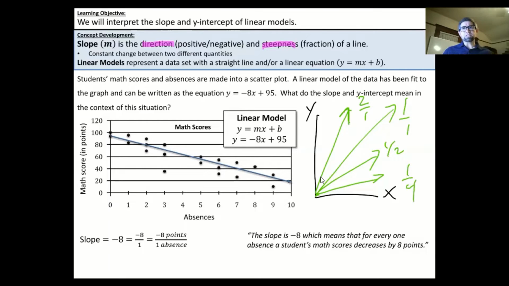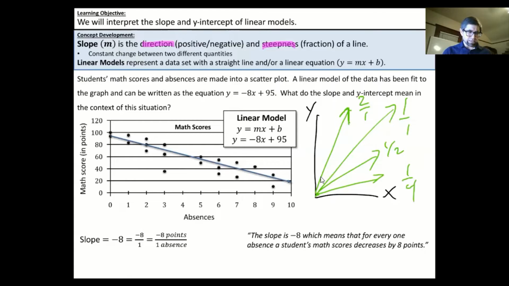Now that we've got some of the critical ideas of the slope down, let's look at it in the context of what we're talking about today, which would be linear models.